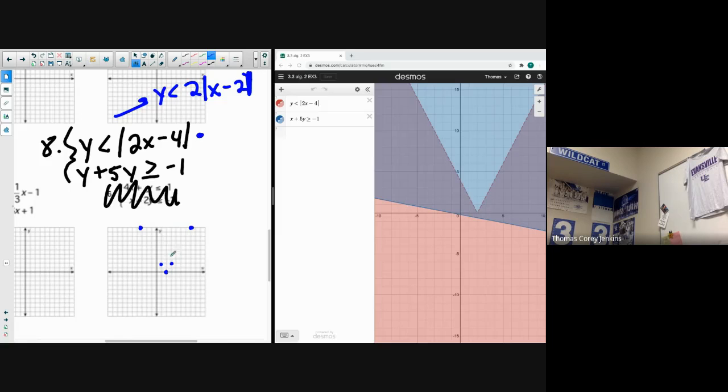Okay, it's dotted because it's strictly less than, meaning it's not equal to. So that means we want to shade on the low side, below it. All right, and then our other line, x plus 5y is greater than or equal to -1.